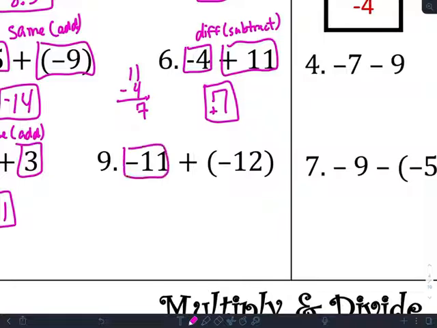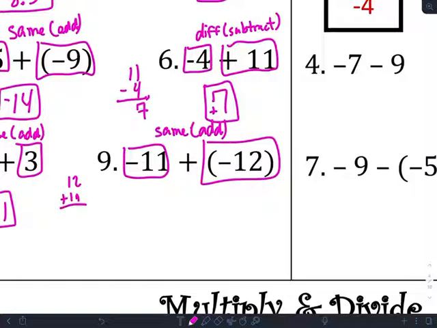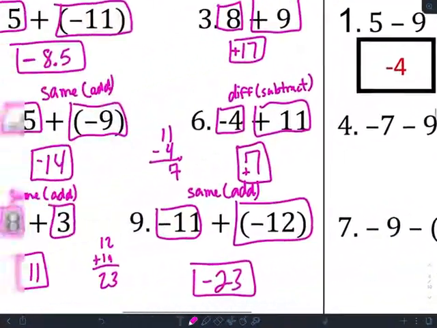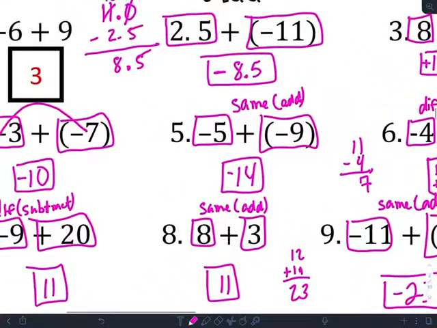Number 9. Negative 11 plus negative 12. Okay, same signs or different? Same signs. We're going to add. So we're just going to do 12 plus 11, or 11 plus 12, which gives us 23. But part of the rule also says keep whatever sign they're using, just keep it. In this case, they'll be using negatives. So negative 23. Okay? Good. All right, any questions with this part right here?